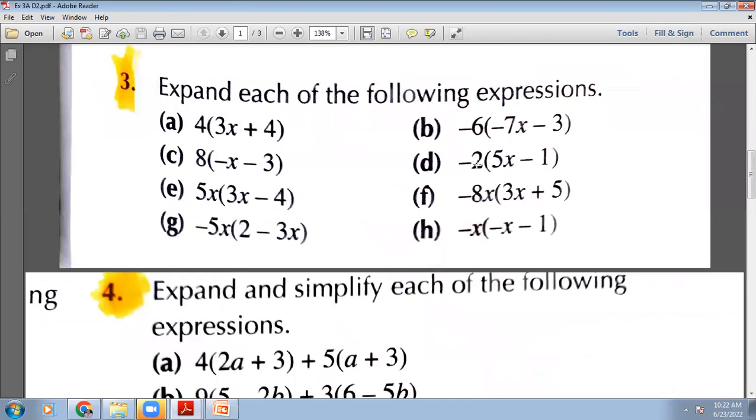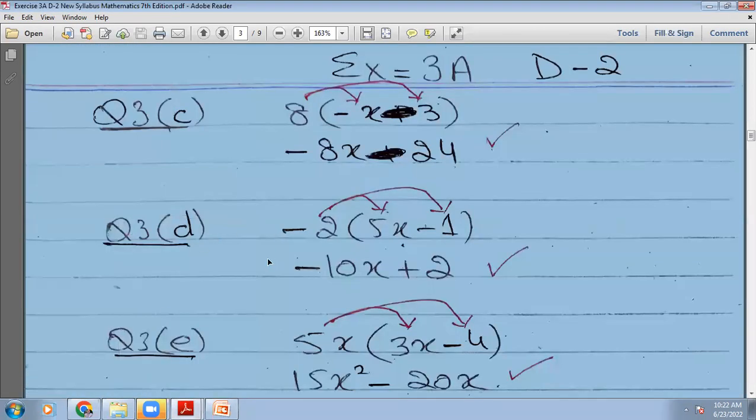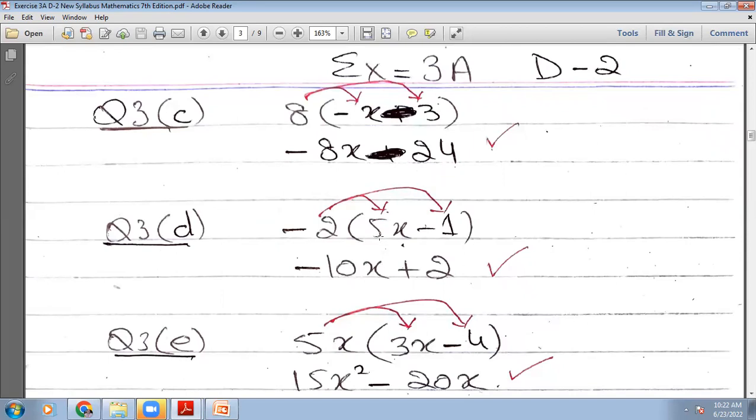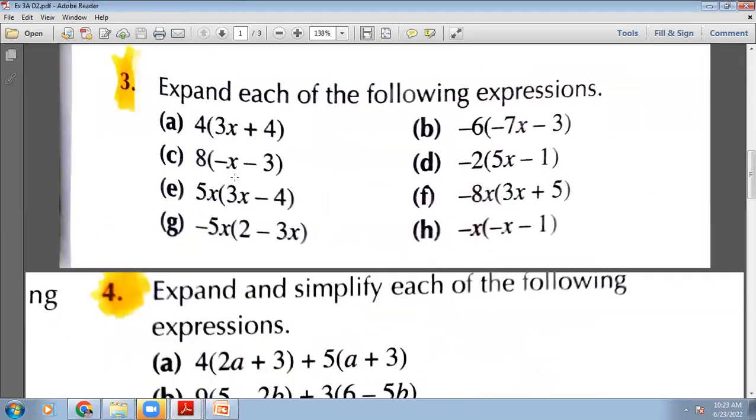Okay. Now minus 2 will multiply with this bracket. Very easy. So you will have minus 2 multiplied by 5, minus 10x, and minus 2 multiplied by minus 1 will be plus 2. Then we have the next thing.